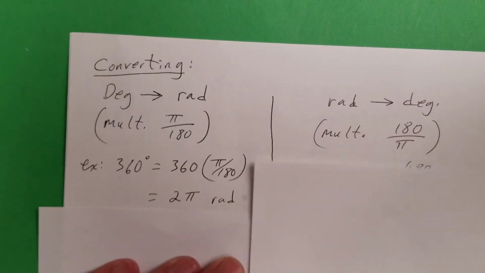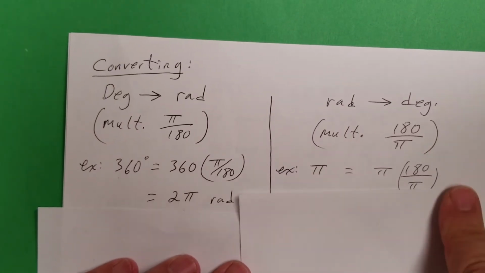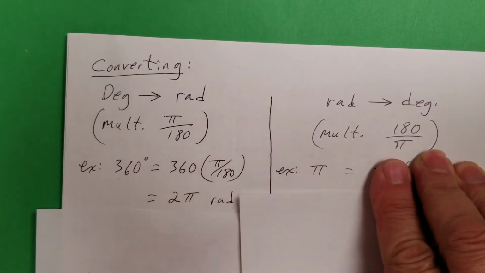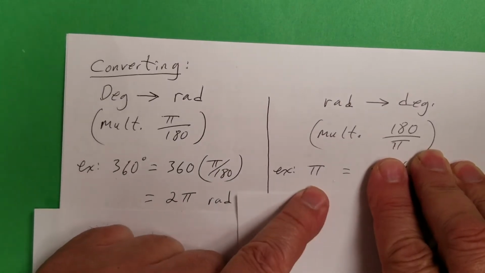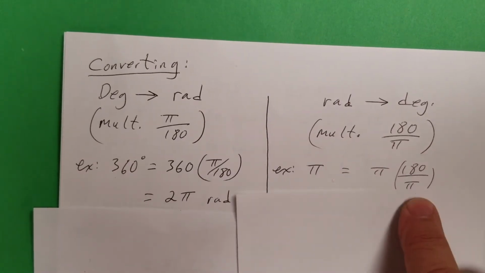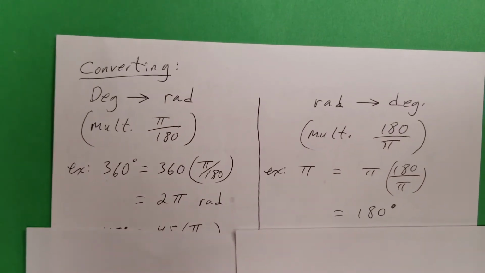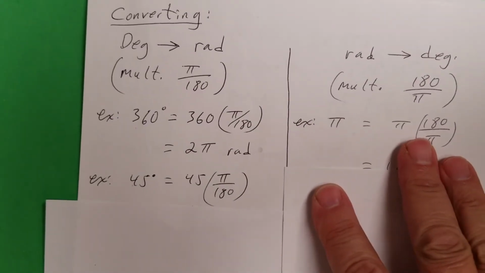So let's see if it works. Well, remember what pi was? Pi was 180 degrees. Well, let's pretend we don't know that. So I want to change this to degrees. So I multiply by 180 over pi. And look what happens. The pi's cancel, and boom, it's 180. That works for any degree you want. So how about 45?